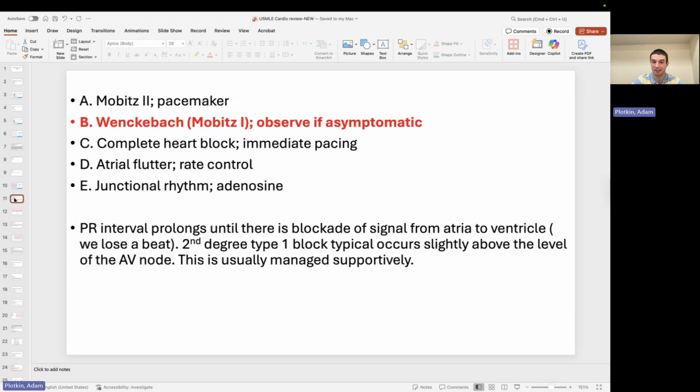So observe if asymptomatic. Obviously, for second degree type 1, if they do have symptoms, we could consider a pacemaker for the sake of step 1 and at least step 2. If they give you a patient with Wenckebach, they're probably not going to have symptoms. They wouldn't give you something like that, all right? There's your answer if you want to screenshot or take a look, and we'll move on.